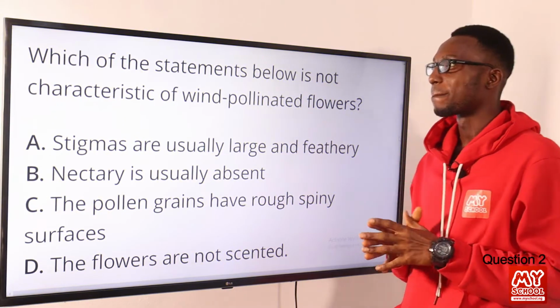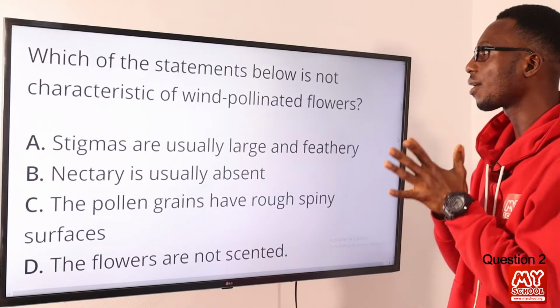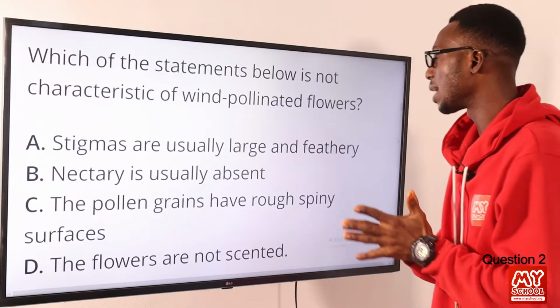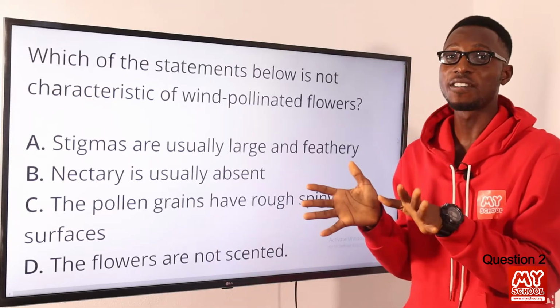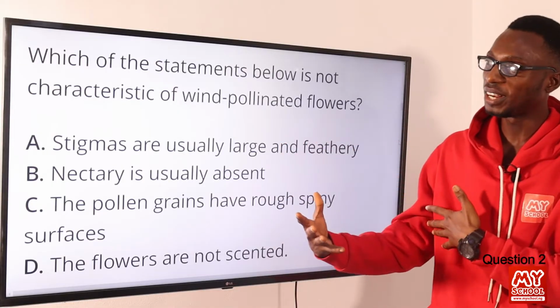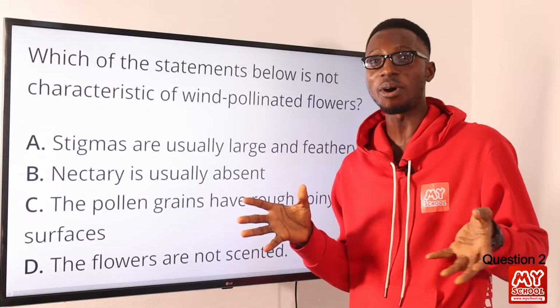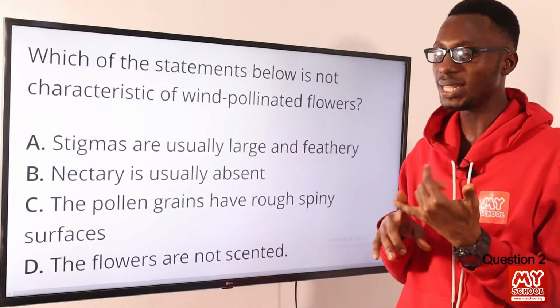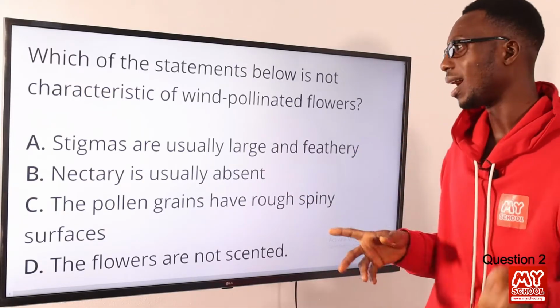Question 2. Which of the statements below is not characteristic of wind pollinated flowers? So when we talk about pollination, it's the transfer of pollen grains from an anther to a receptive stigma. It could be self-pollination or cross-pollination. When you talk about pollinating agents, you talk about wind, water, insects, and other animals like birds, bats, and the likes.